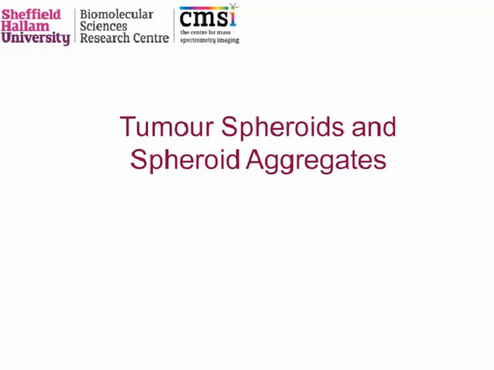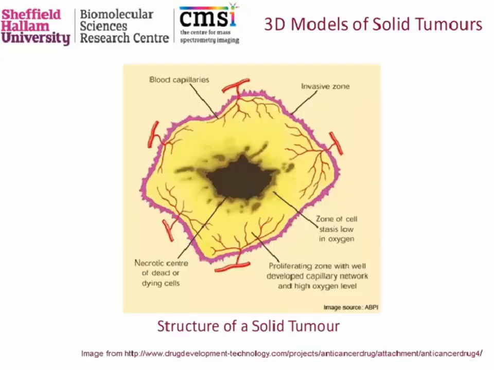So now let's move on to our second type of 3D cell culture model. And these are tumour spheroids and spheroid aggregates, which is something we started to use in our own lab. And what we're trying to actually model here is a solid tumour. So in a similar way to the way that the living skin equivalent model isn't an exact match for a solid tumour, a spheroid or a spheroid aggregate isn't an exact match for a solid tumour. It's a model. But what it does have is similar features.